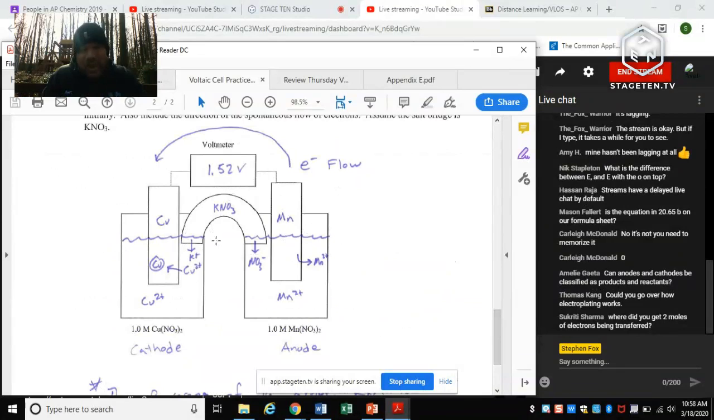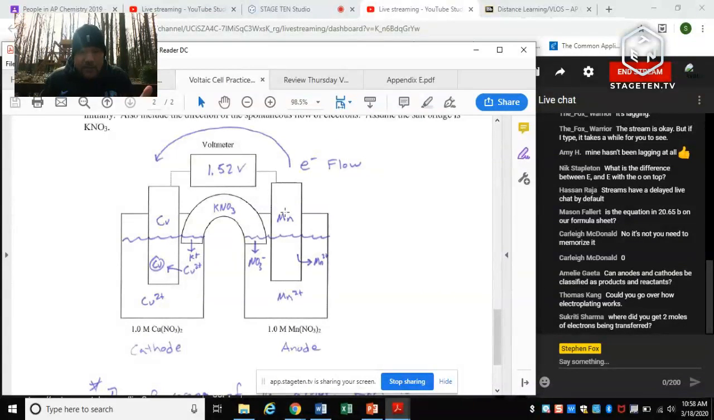So essentially, this is what you have to have set up. And the other thing to know is that the copper is being plated onto this electrode, so the cathode is getting more massive, and the anode is getting less massive because it's dissolving into solution over here.